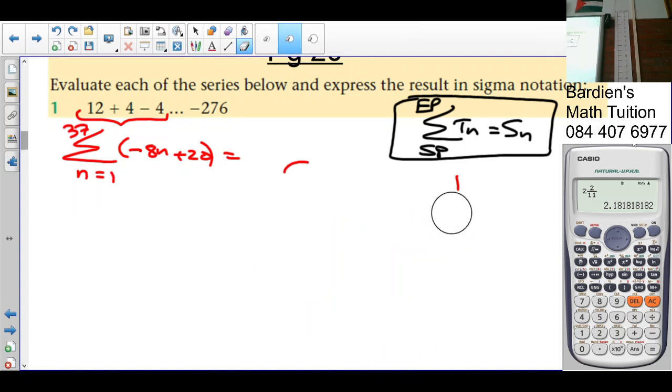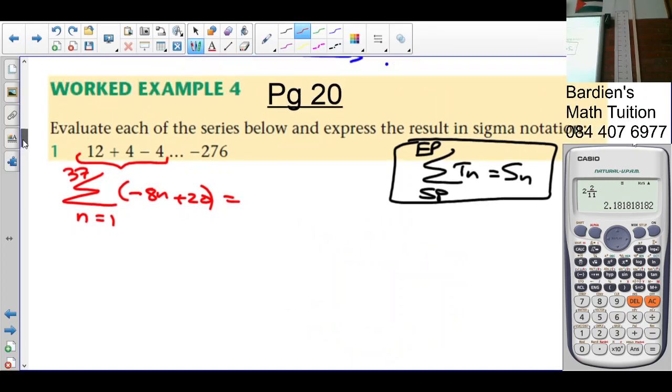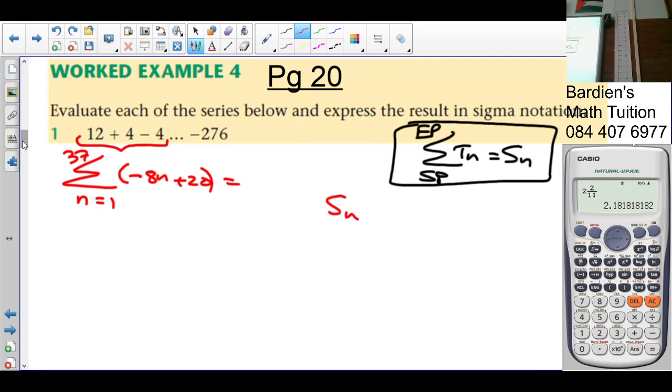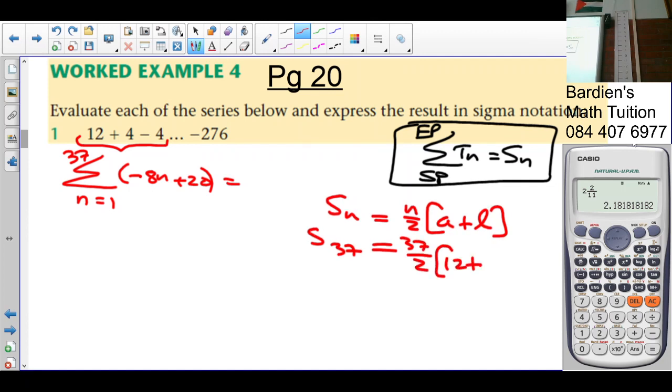Then the question was to work out the sum of terms. Do I have the last term? Yes. So I can use Sn is equal to n over 2 into a plus l. How many terms are here? 37. So it's 37 over 2 into 12 plus negative 276. They give me an answer of negative 4,884.